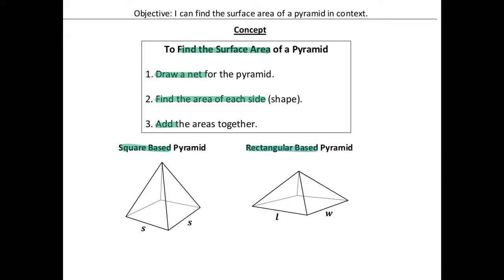I want you guys to have a conversation with your partner, a person next to you. What's the difference between a square and a rectangle? See if you guys can remember what's the difference. The lefties, go ahead and share first.